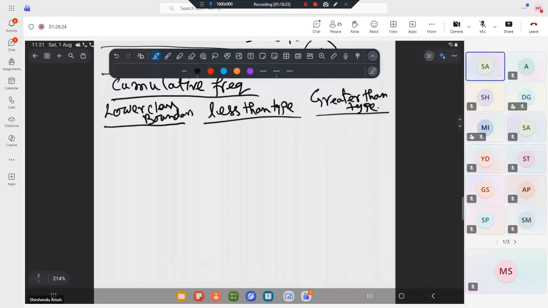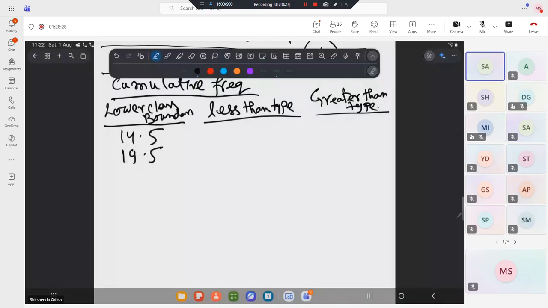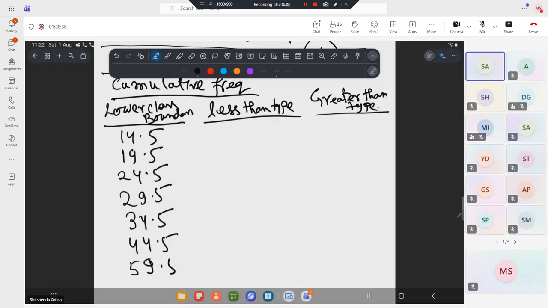So I'll just put 14.5, 19.5, 24.5, 29.5, 34.5, 44.5, and the hypothetical last lower class boundary 59.5. So the first set would be these lower class boundary numbers. Then I have to find out the cumulative frequency.